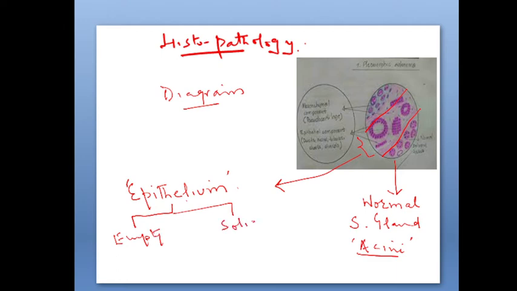Empty are in the form of duct-like structures, tubules, or trabecular structures. Solid can be in the form of sheets of cells, strands of cells, or islands of cells.